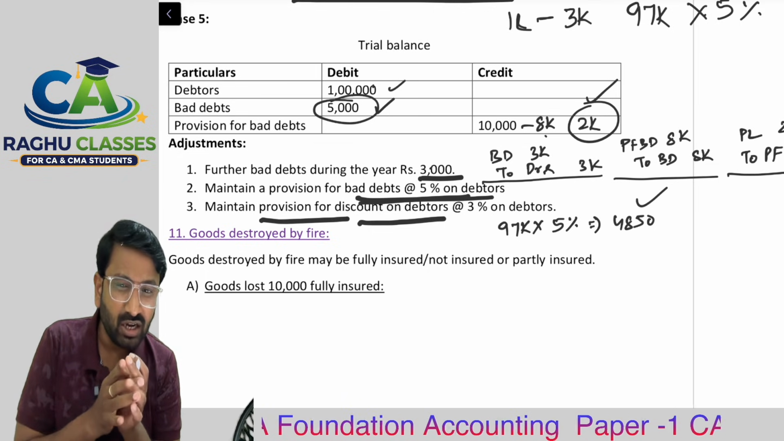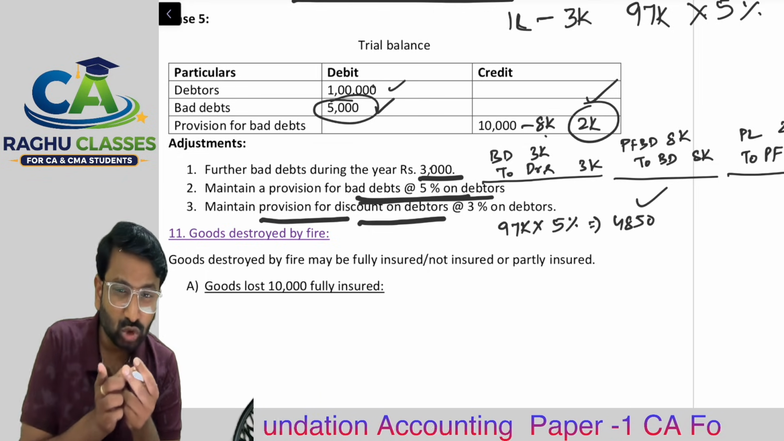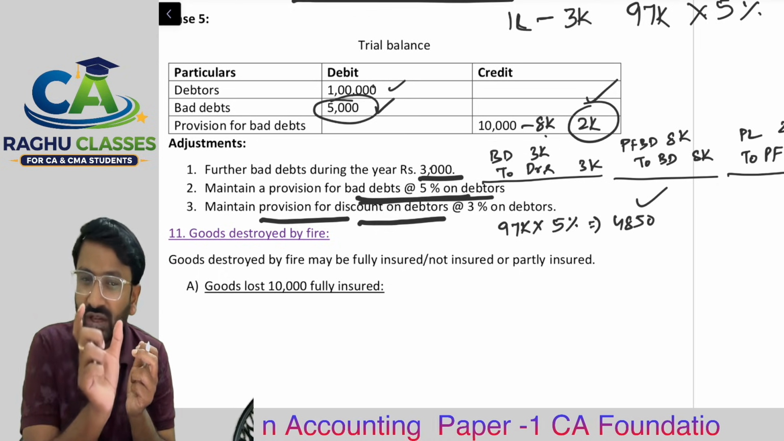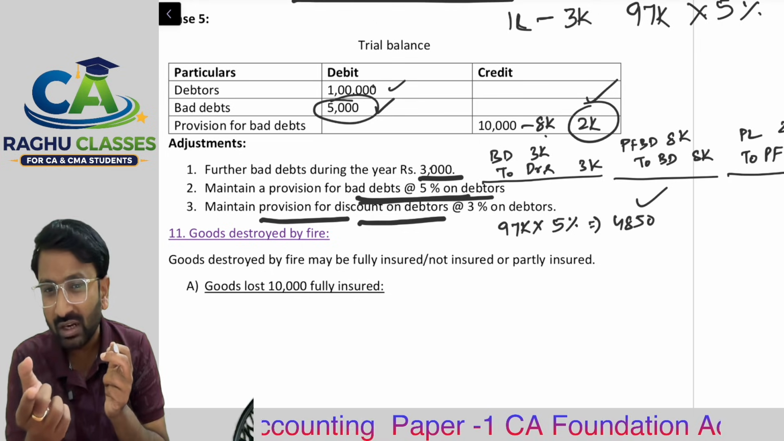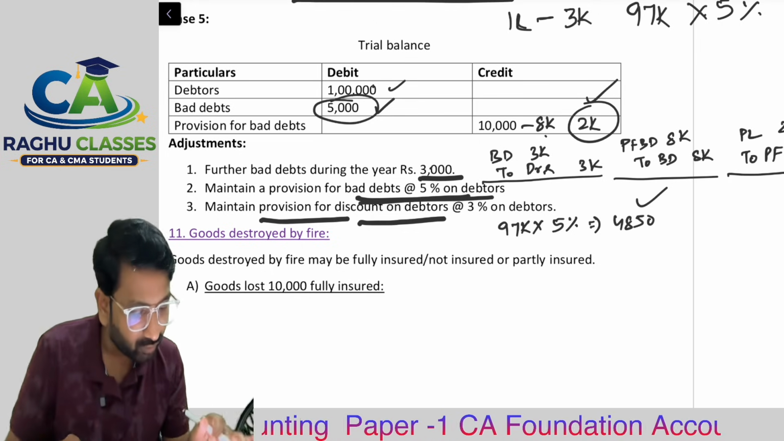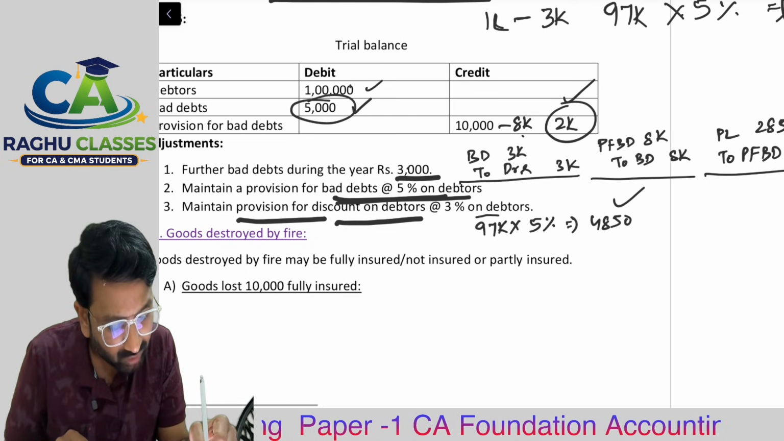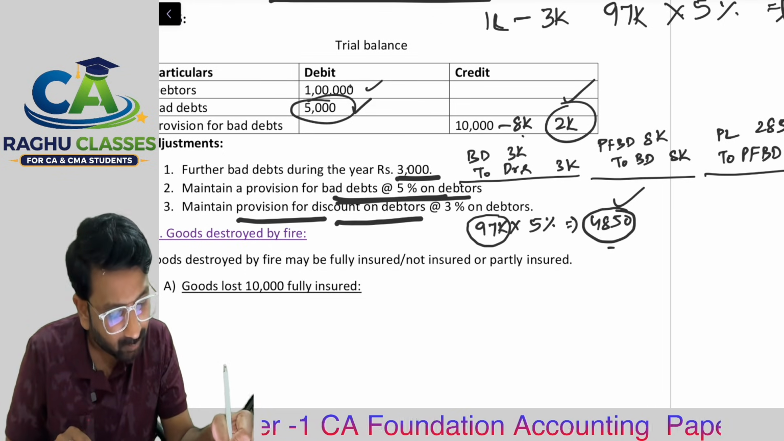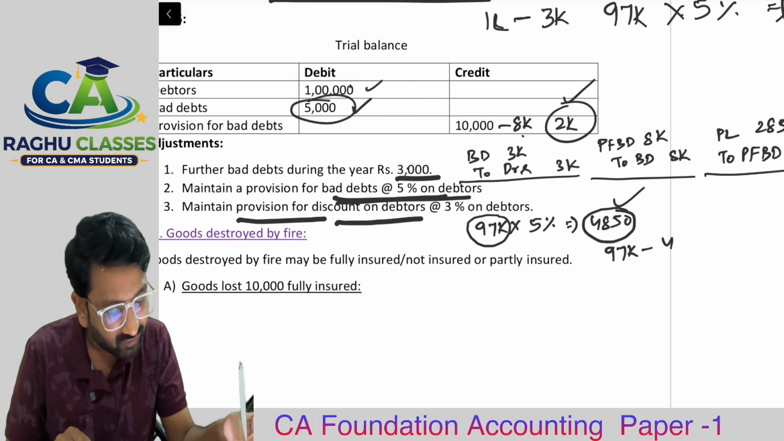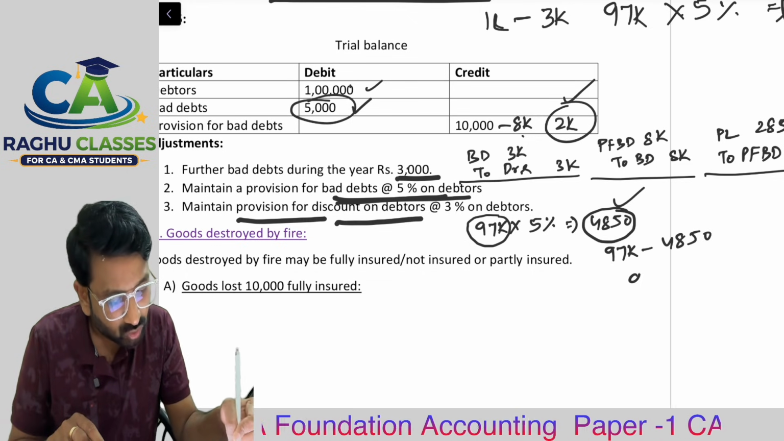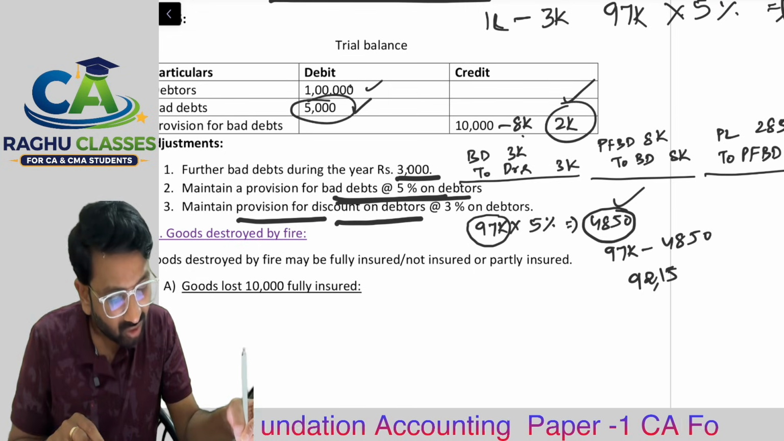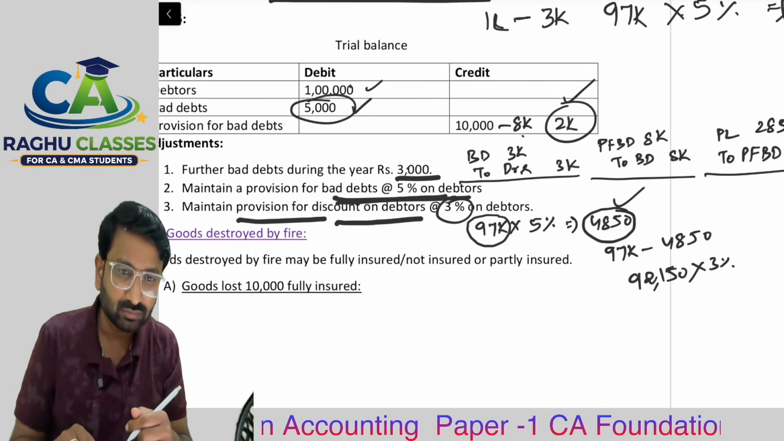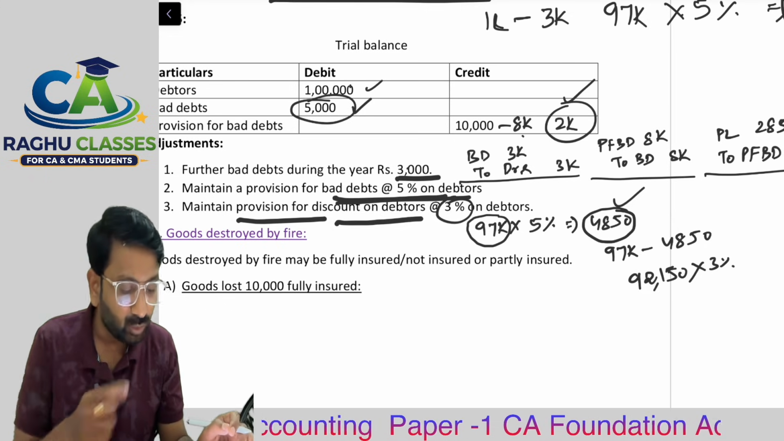Which means when I'm calculating the provision for discount, first you should minus the provision for bad debt. Then whatever figure I get, only on that figure I'm going to calculate provision for discount. So now what we'll do, we already know the net debtors is 97,000. From that 97,000, I'll remove the provision for bad debt, that is 4,850. So it is going to be 92,150. On this figure, I'll calculate 3% provision for discount.